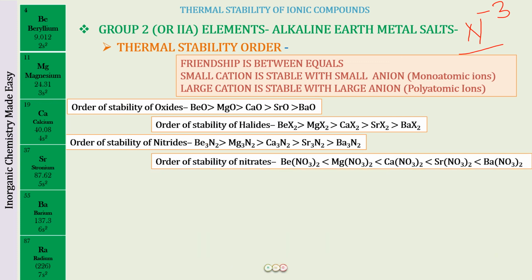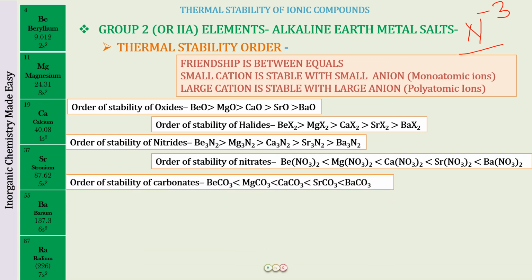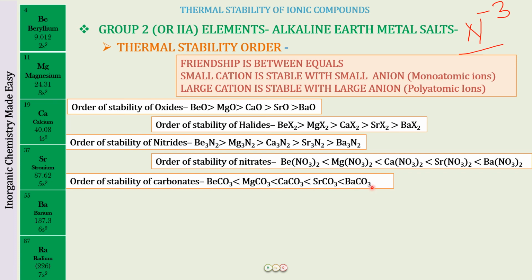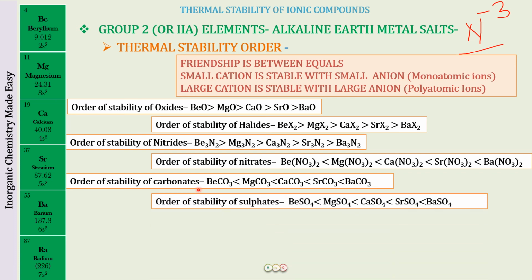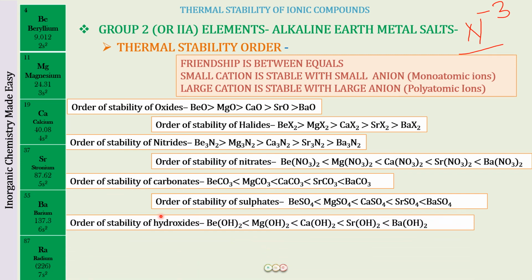The next we have is the nitrates. So nitrate ion, NO3 minus 1. So now this is polyatomic. So down the group, stability will be increasing. The next we have is the carbonates. Again polyatomic. Down the group, stability will be increasing. Then we have the sulfates. Again polyatomic. So down the group, stability is going to be increasing.